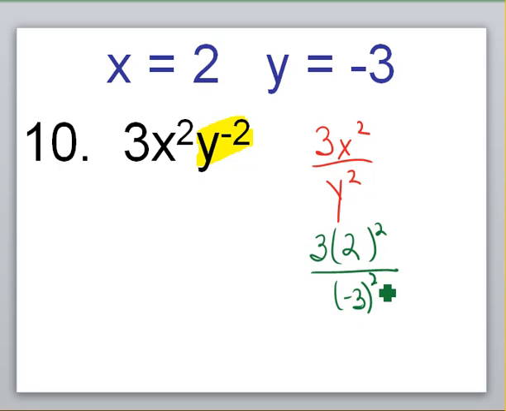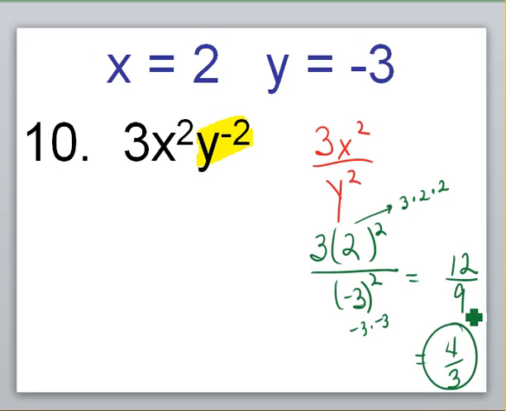Notice how I'm putting in parentheses squared because it is the y. The whole y is being squared. So I end up with 9 on the bottom because that's negative 3 times negative 3. And here on the top I have a 3 times 2 times 2. That would be 12. Now we could reduce this because 3 goes into both of those to be 4/3.